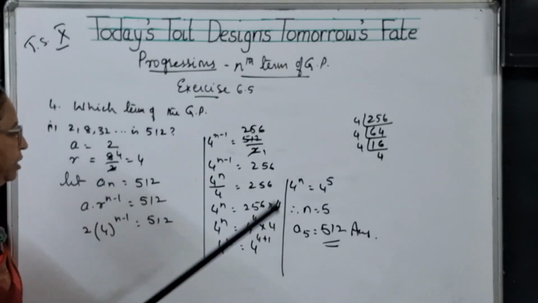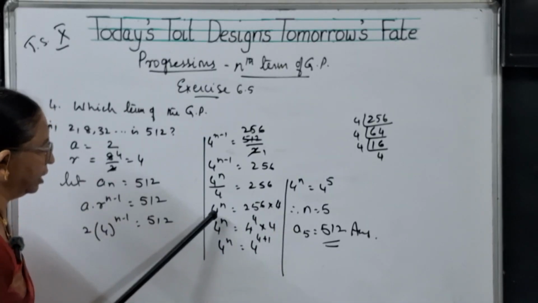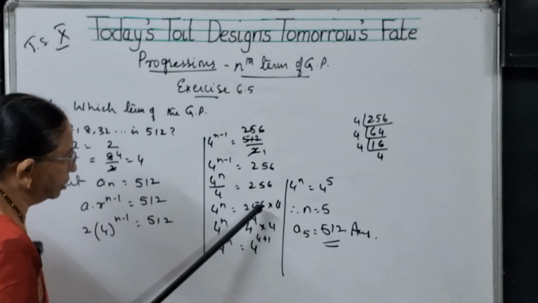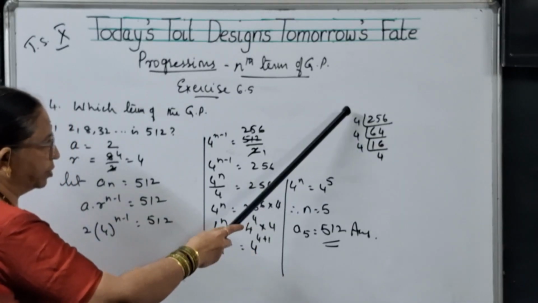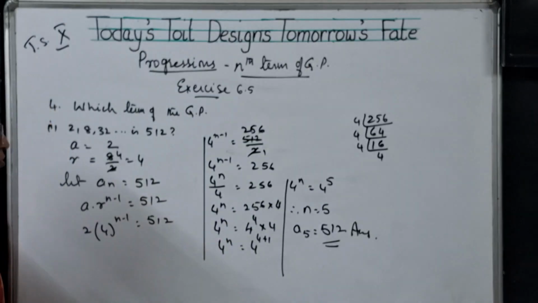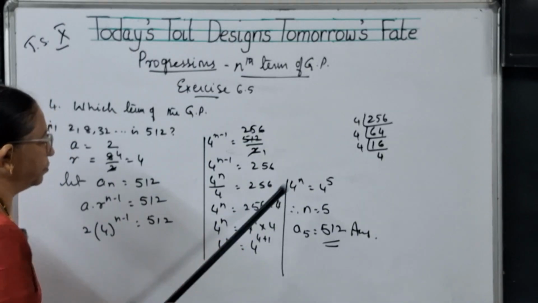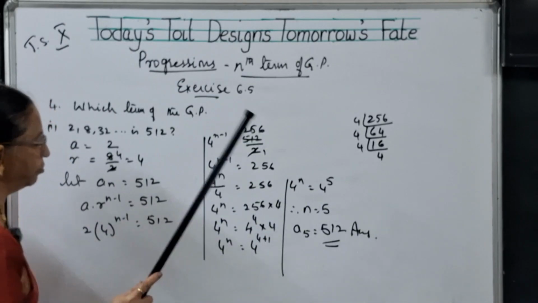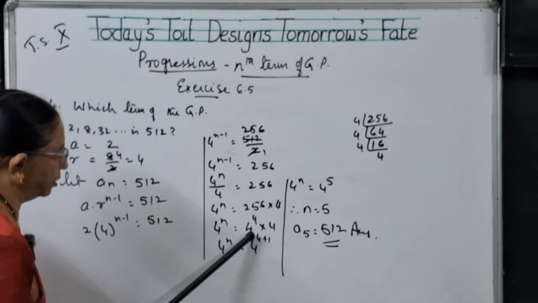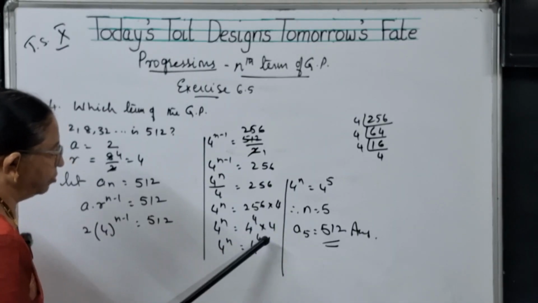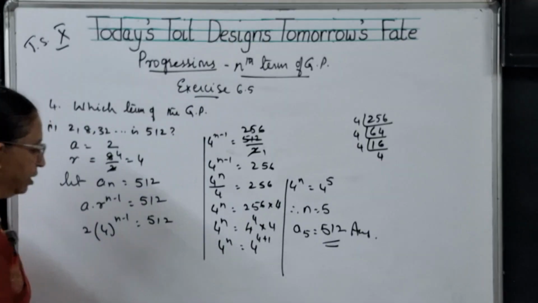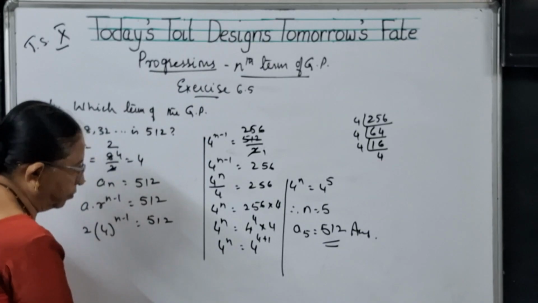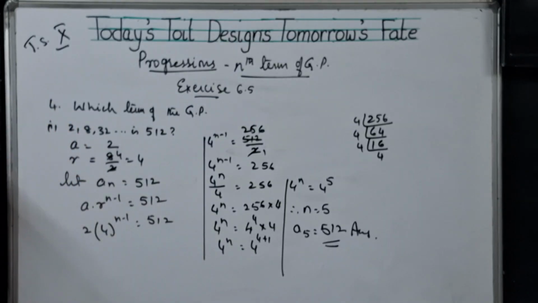Instead of multiplying, since the base here is 4, let us convert this also in terms of base 4. When I factorized 256 with 4, I understood that 4 to the power of 4 is 256. So 4 to the power of 4 into 4. That means 4 to the power of n, bases are same, powers should be added: 4 to the power of 4 plus 1, that is 4 to the power of 5. So n is equal to 5. So the fifth term is 512. That is the answer for this first bit, children.